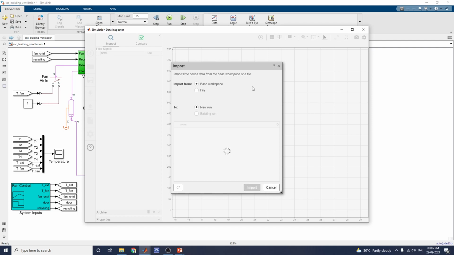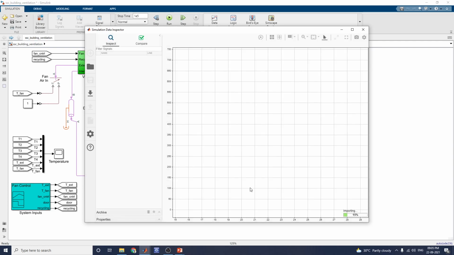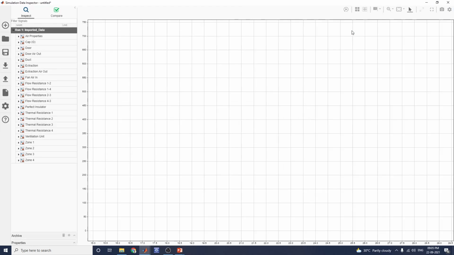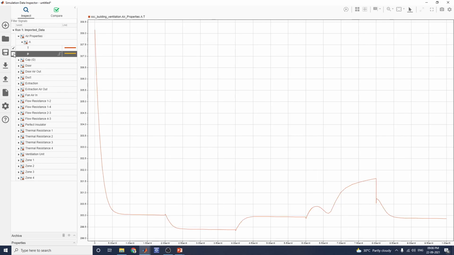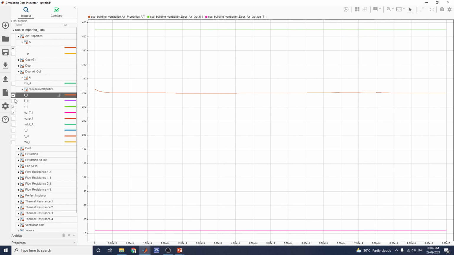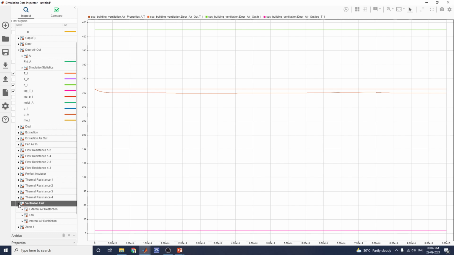Here also you can import the values. This is the SSC building ventilation simulation blocks. These are the imported values. Here, what are the air properties? This is an important aspect of this simulation SDI plot. Here in air properties, you can see the values. What is the T and P value? What is the temperature and pressure? Here and the door unit, what is the simulation statistics? Like Simscape Explorer, you can also see this output like this. Flow resistance, and the ventilation unit subsystem having the external air restriction.